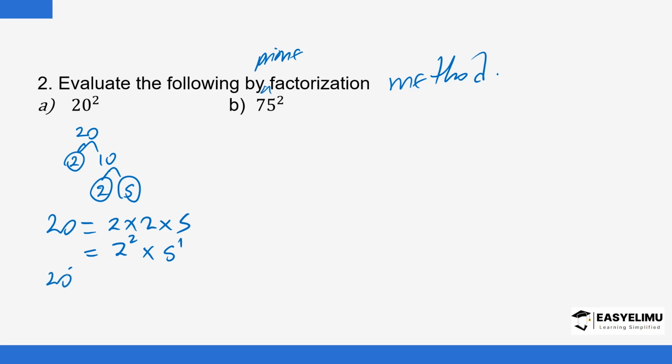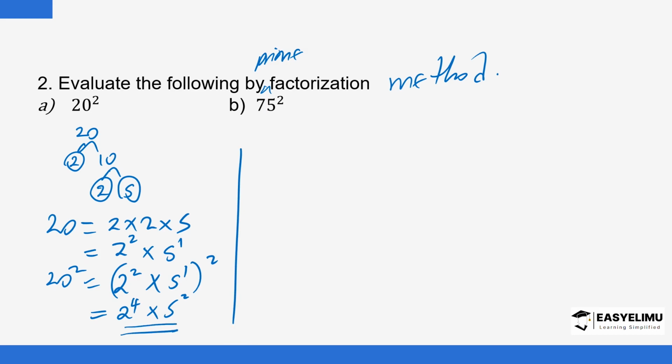And so 20 squared will be 2 raised to power 2, 5 raised to power 1, and then you square, meaning each of the powers here will be multiplied by 2. So 2 by 2 is 4, and 1 by 2 is 2, so 5 power 2. So you can sometimes be asked to leave the answer in this form.